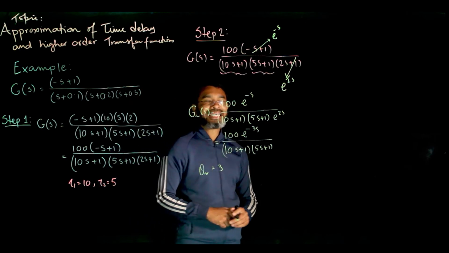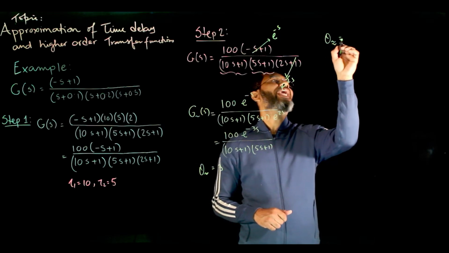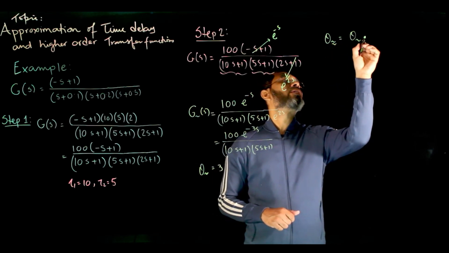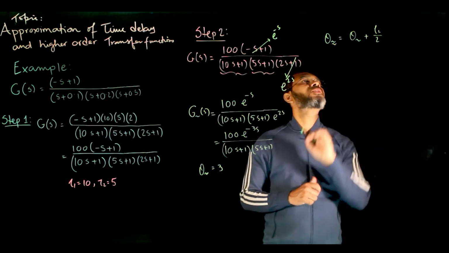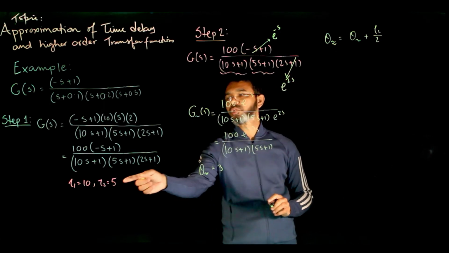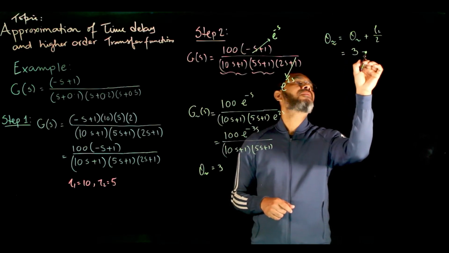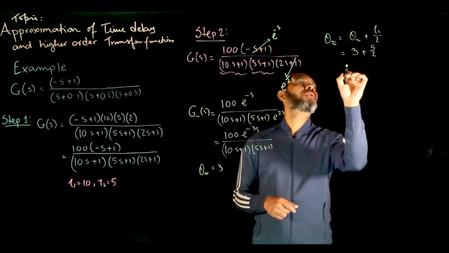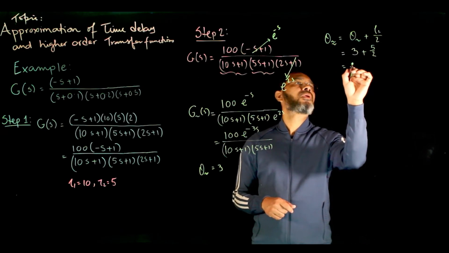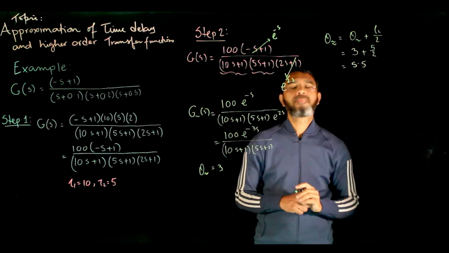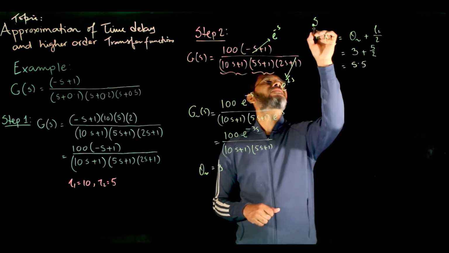Now to get theta approximated, we add to this theta tilde half of tau 2. Okay, so we have tau 2 to be 5, so theta will be 3 plus 5 over 2, which is 5.5. Okay. So that's the half rule.